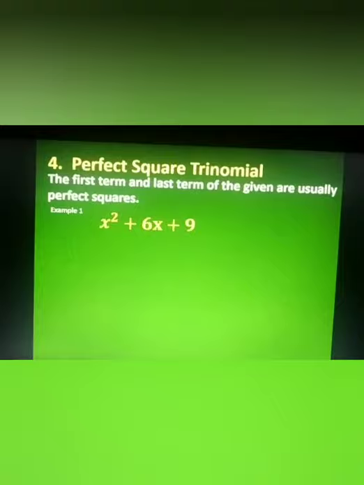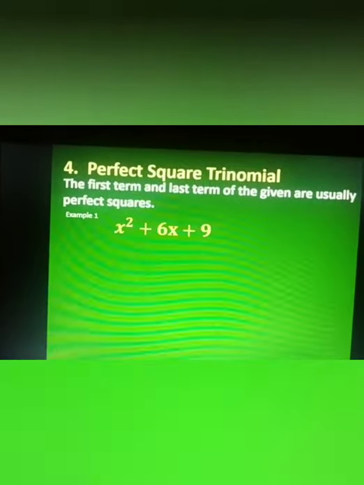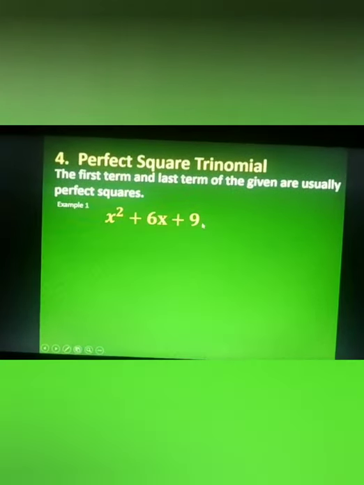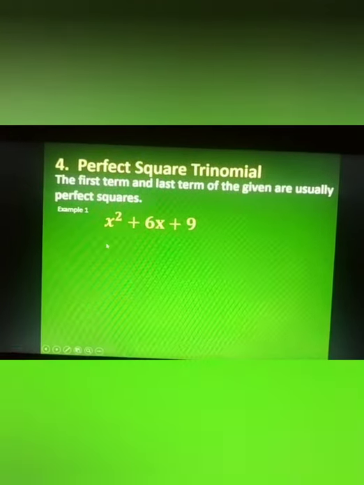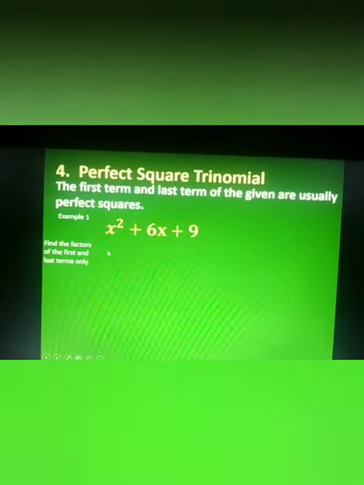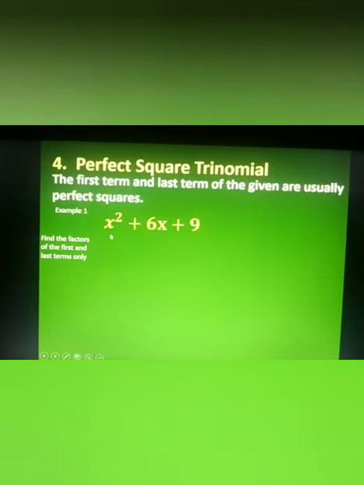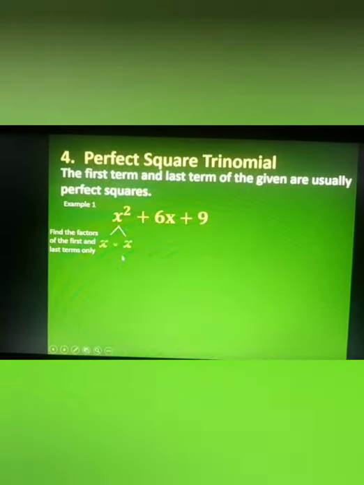What are perfect squares again? These are numbers whose factors are the same. Just like 9. What are the factors of 9? 3 times 3. They are the same. What is the factor of x squared? That's x times x. So, this is how you answer it. Okay, find the factors of the first and last terms only. The factor of x squared is x times x.